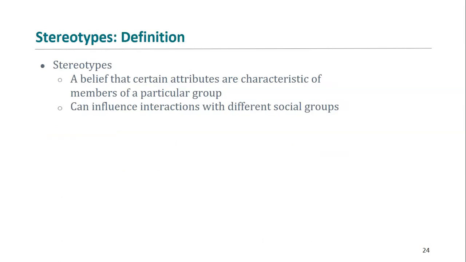Another cognitive error that we tend to make are stereotypes. These are beliefs that certain attributes are characteristic of members of a particular group. When we do this, we tend to expect to see and perceive that attribute among all members of the group, when in fact it may be characteristic of only a small number or even none of the members of the group.